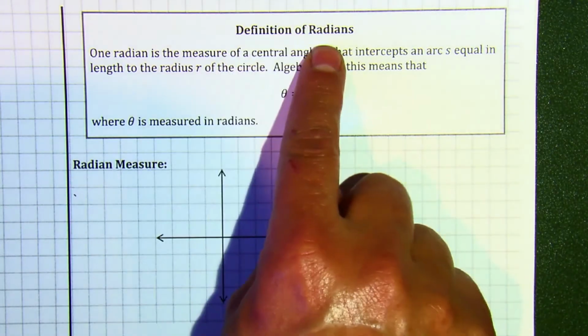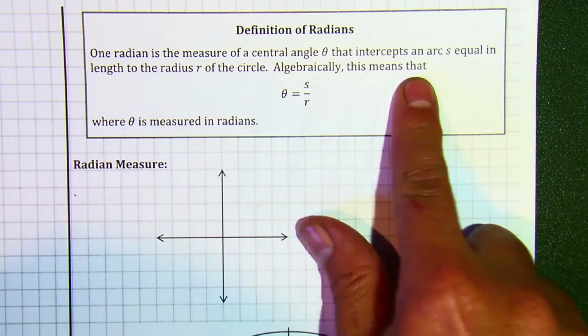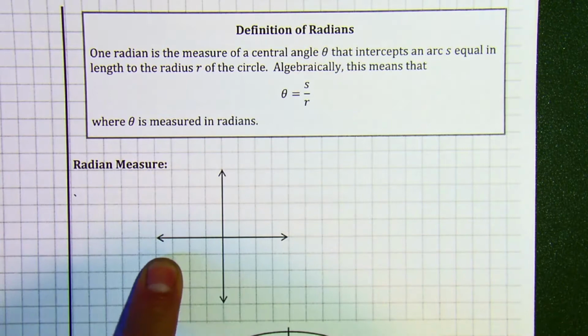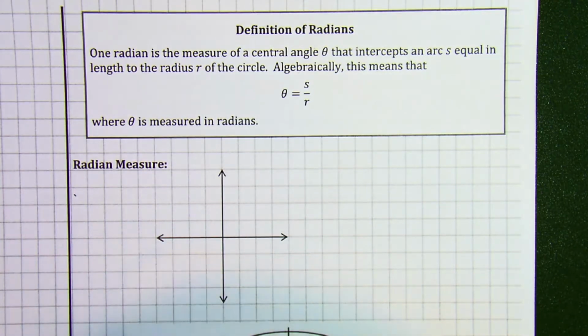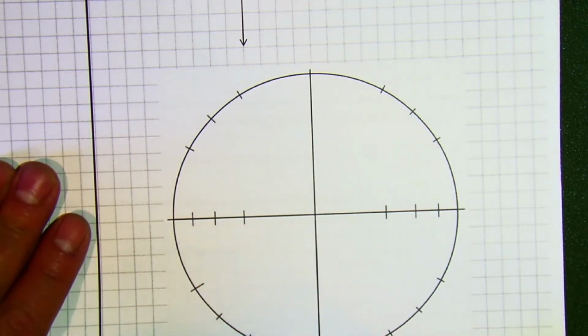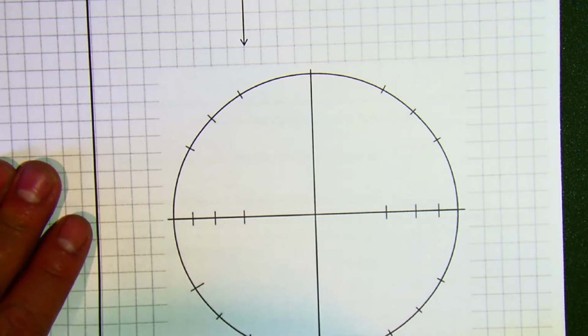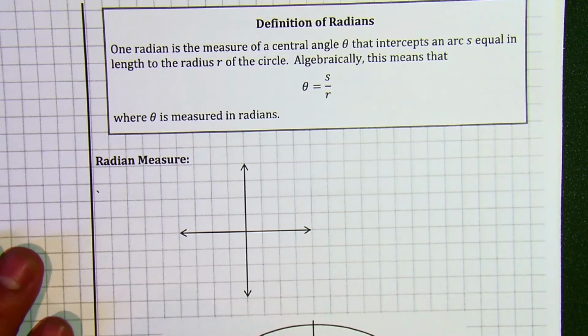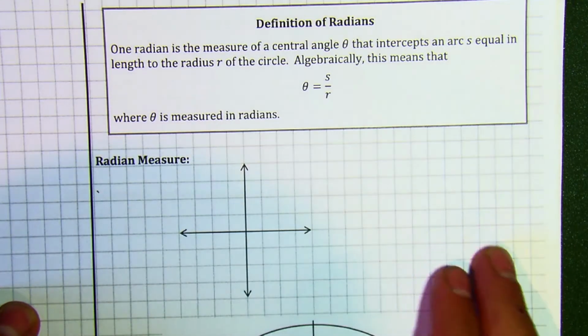So, the definition of radians. Take the time to copy your cutout, radian measure, your 4x4 graph, and your unit circle. And we'll start once you're ready. Go ahead and pause it.